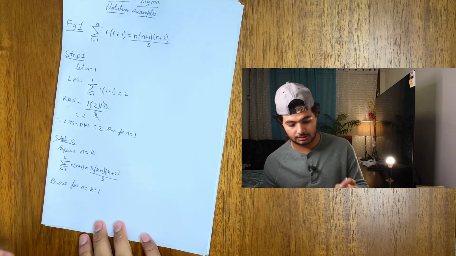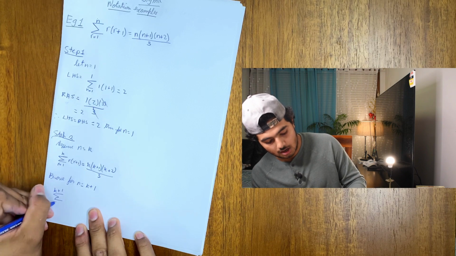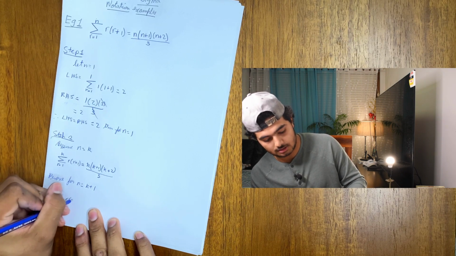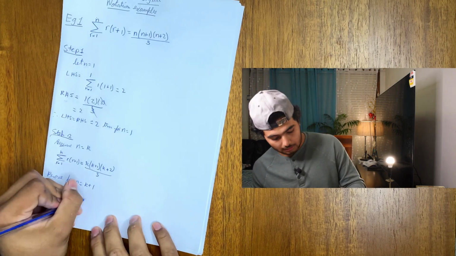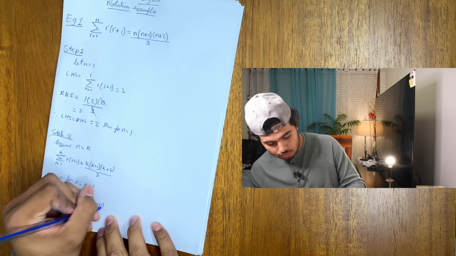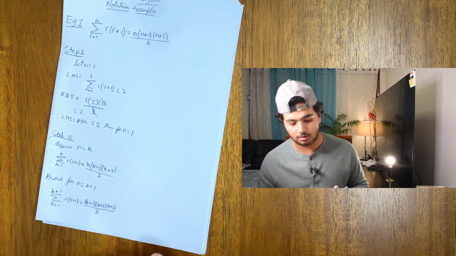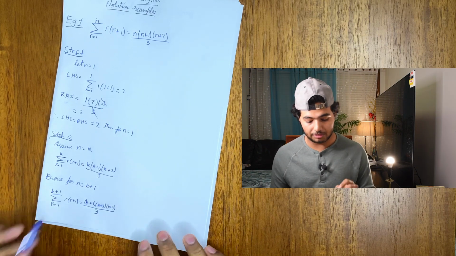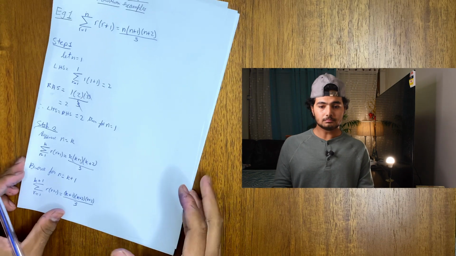Same process, sub it in, k plus 1, sigma r equals to 1. So we have r brackets r plus 1 equals to k plus 1, k plus 2, k plus 3, all upon 3. Got that part. Come over here to solve this now.